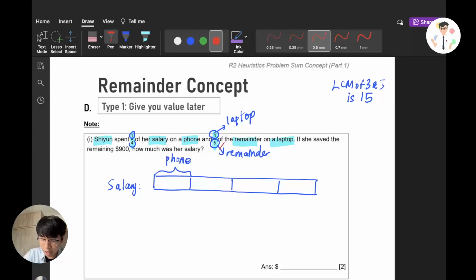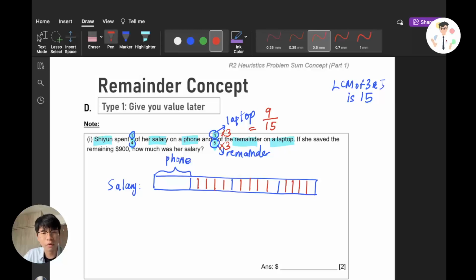So 5 times 3, I know will become 15. If I times 3 here, I times 3 here. So I know it's actually 9 out of 15. And this 3 unit down here, I must make it into 5 units. So I cut 1, 2, 3, 4, 5. 1, 2, 3, 4, 5. 1, 2, 3, 4, 5.